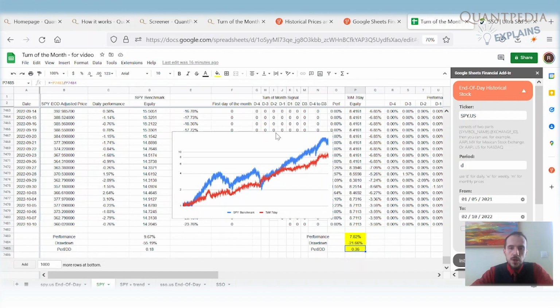Here we have a chart, and this chart is showing the performance of the SPY benchmark and the performance of this very simple turn of the month trading strategy. Can we improve this trading strategy? Of course, there are some ways we can improve it, and I will show you what we can do.